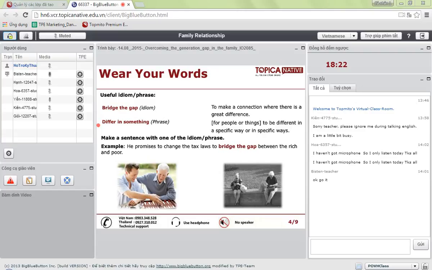We're starting with Yen. Please, can you choose one of the items to make a sentence for us? The first idiom. It's very different in two generations in my family. If there is a difference in my family between generations, my husband will be the person who bridges the gap.